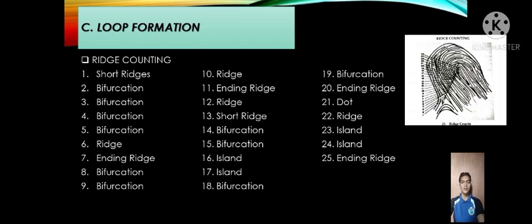So, in ridge counting, there are possible nga maagihan sa imaginary line, which are like short ridges, bifurcation, ending ridge, island.